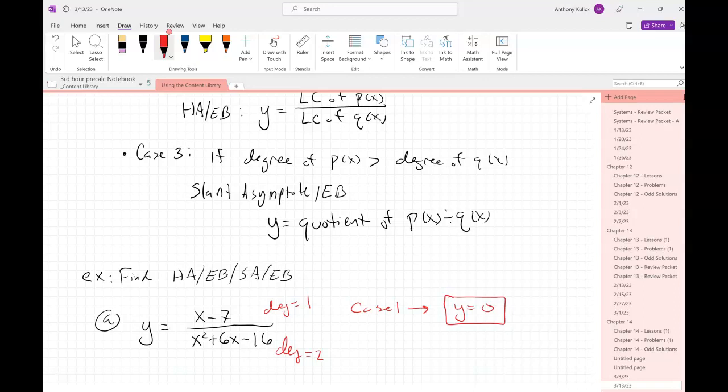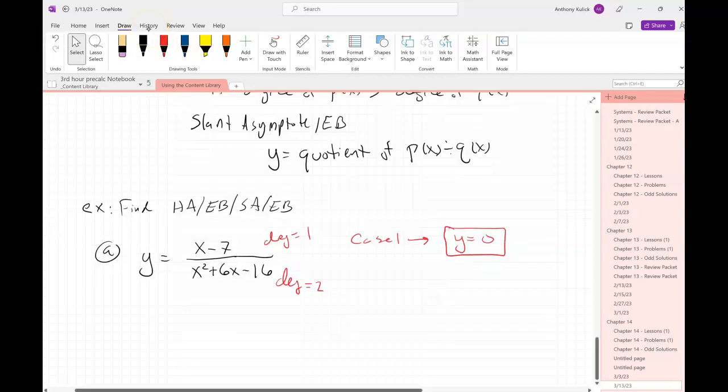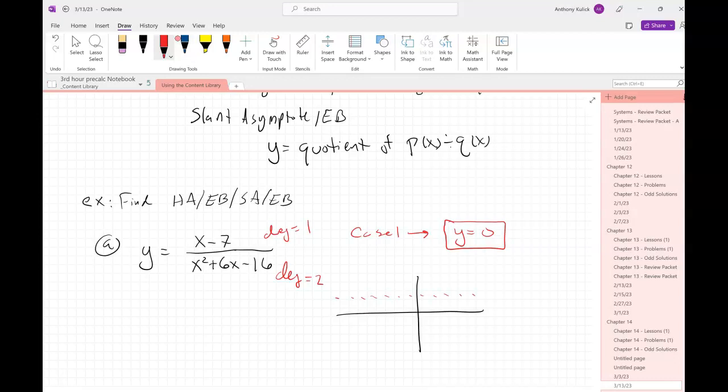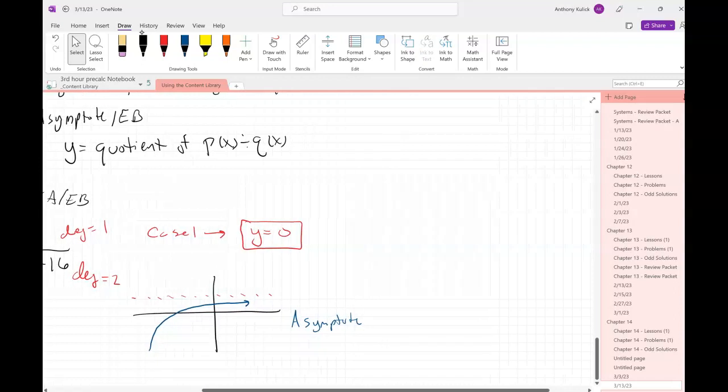What's the difference? So if I have something like this, that's like an asymptote, right? It's approaching that line but not crossing it.